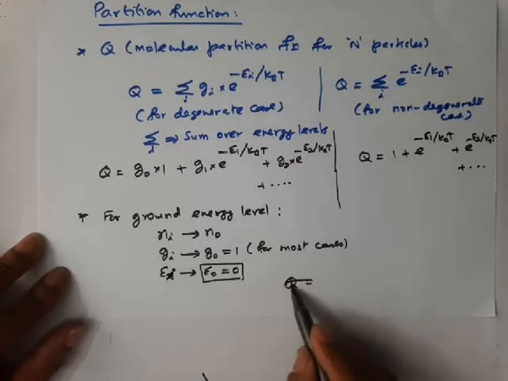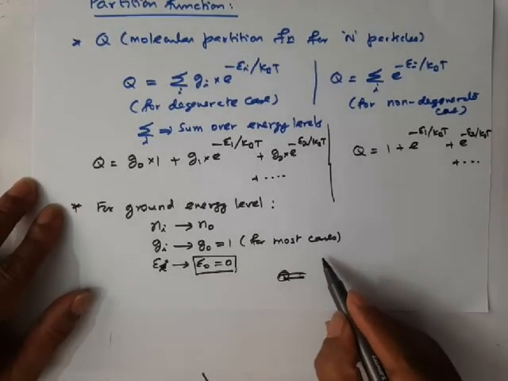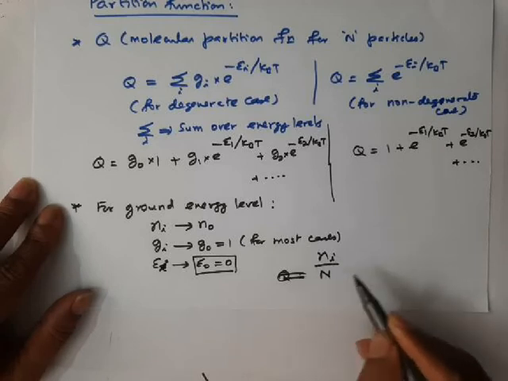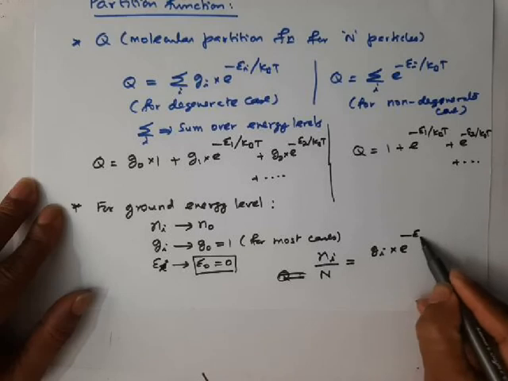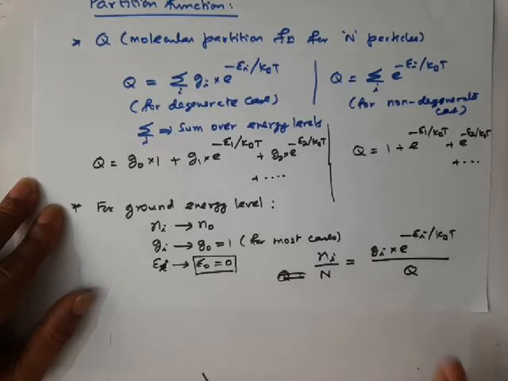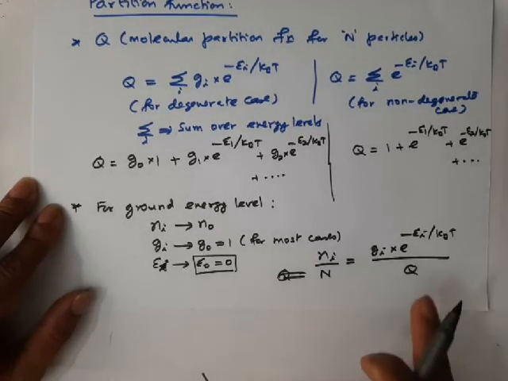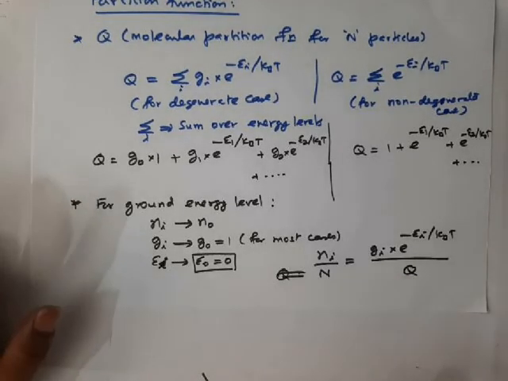Let me use the Maxwell Boltzmann distribution. I'm sorry. So what is the Maxwell Boltzmann distribution? Ni by capital N equal to gi into e power minus Ei by kBT by Q, where Q is the molecular partition function for N particles. Okay, you can use this formula. This is for degenerate levels. You can also use the non-degenerate one. Okay, both will give the same answer.